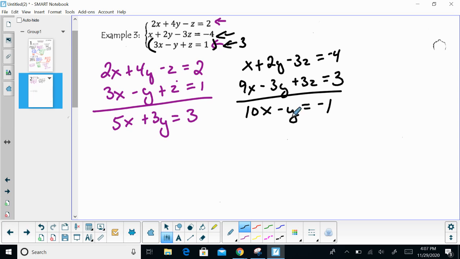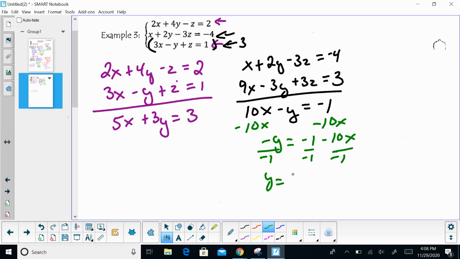So now I have these two equations, and I want to get opposite coefficients. The easiest way to do that would be to multiply this equation by 3, or if you'd like, you could do substitution. I tend to do substitution anytime I have a coefficient of 1. So in this case, I would subtract 10x, and then divide by -1. I have y equals 1 plus 10x.